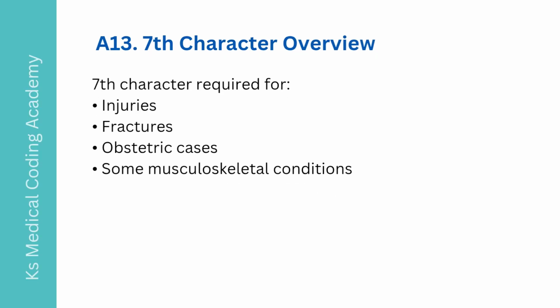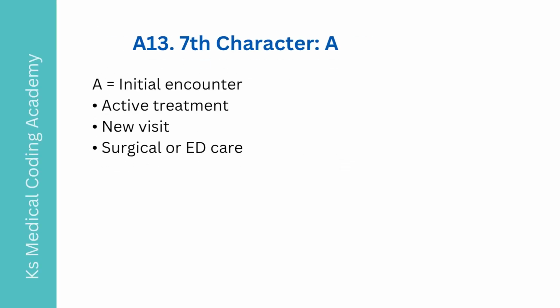Seventh character overview. The seventh character is an extension used in many chapters, especially for injuries, fractures, and obstetrics, to indicate encounter type or healing status. Seventh character A denotes the initial encounter. This is used while the patient is receiving active treatment, such as in the emergency department or during surgery.